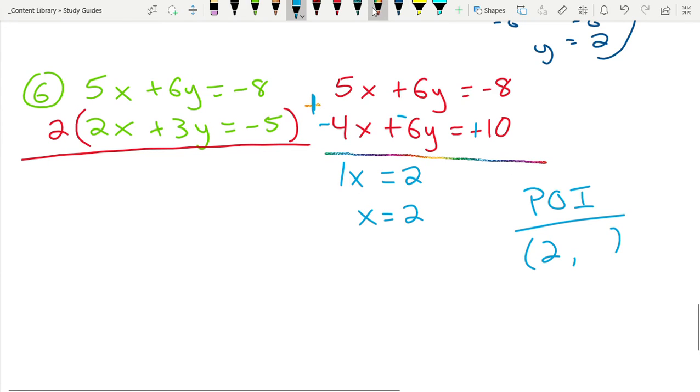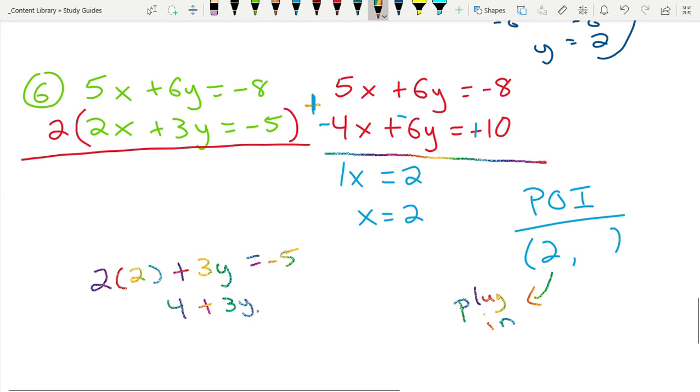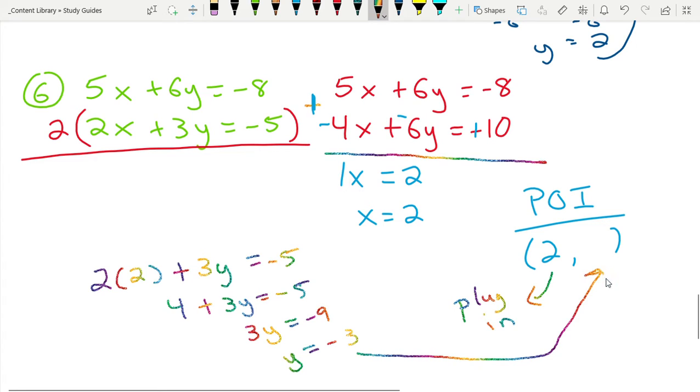Now we need the y. So we do what we've done on the last 3. We're going to plug in. I pick one of the original equations because they always have smaller numbers. So I'm going to use our 2x one. So 2, now x we know is really a 2. So 2 times 2 plus 3y equals negative 5. So that's 4 plus 3y equals negative 5. 3y equals negative 9, because I subtracted 4 from each side. Divide by 3, and I get negative 3. So 2, negative 3 is our answer to number 6.